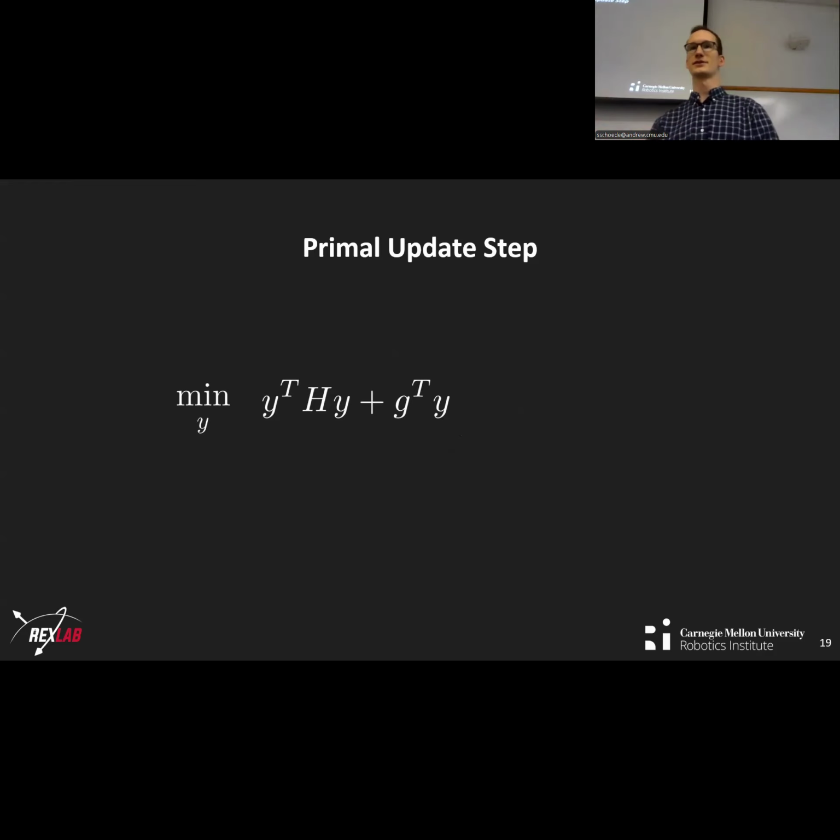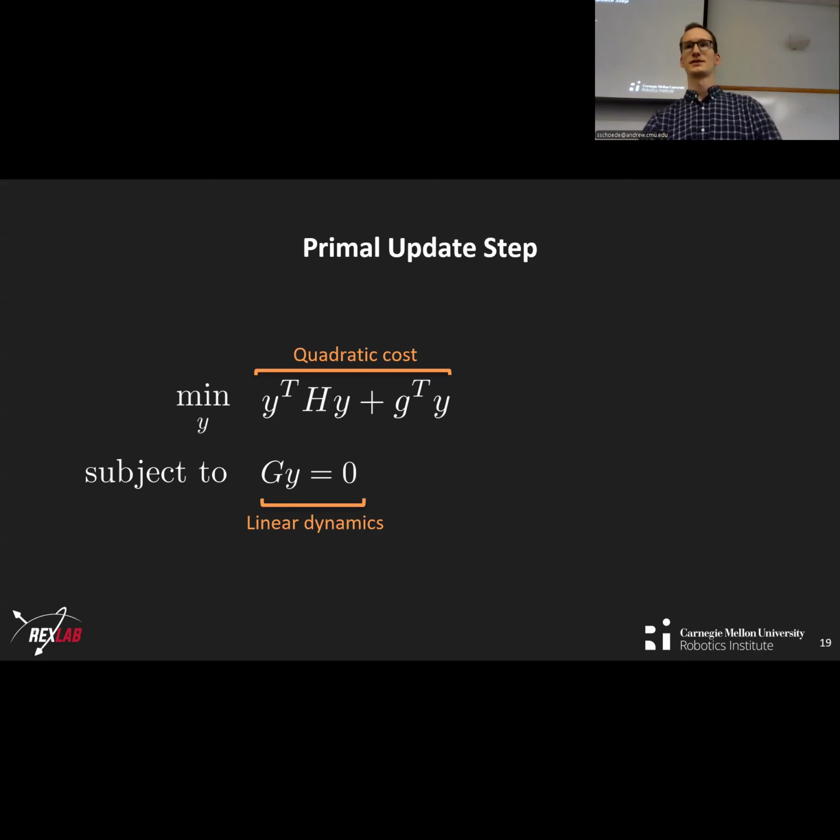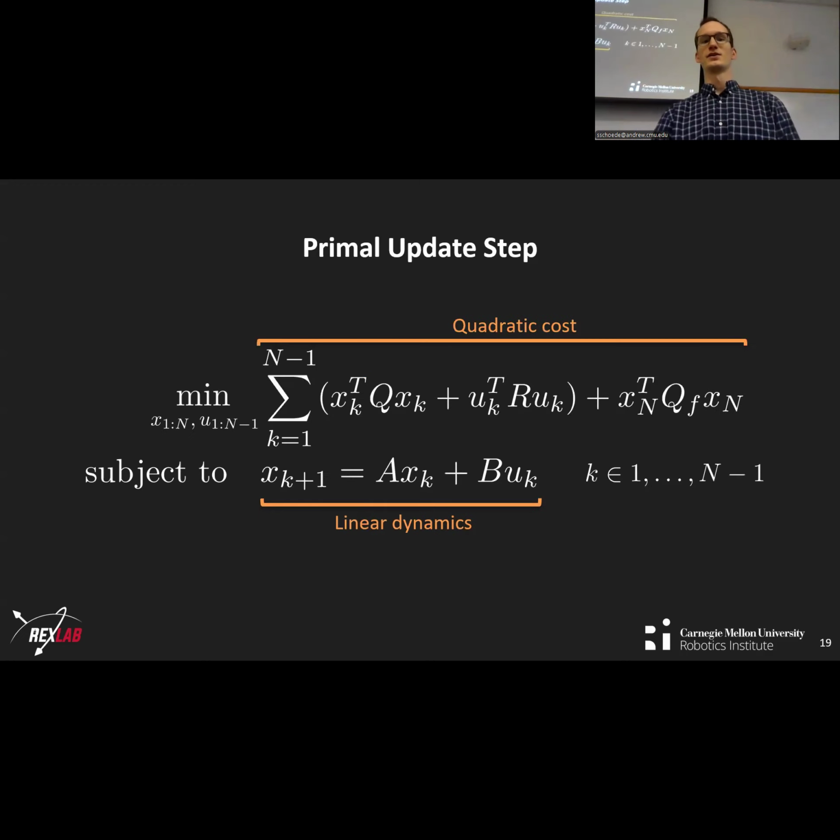So our slack update was handling all of the constraint feasibility. We're going to take it from the slack and give responsibility of satisfying those linear dynamics to the primal update. And if we do that, we just throw it in there. What we get is this quadratic cost, this linear dynamics, where H and G are defined by those sparse matrices we saw earlier. And then if we expand that out, again, we get this nice temporal structure.